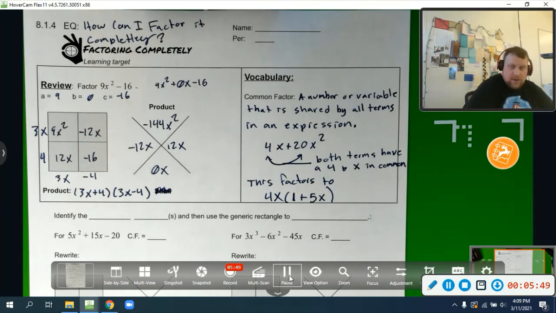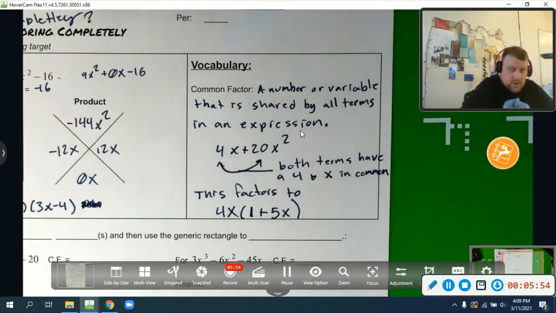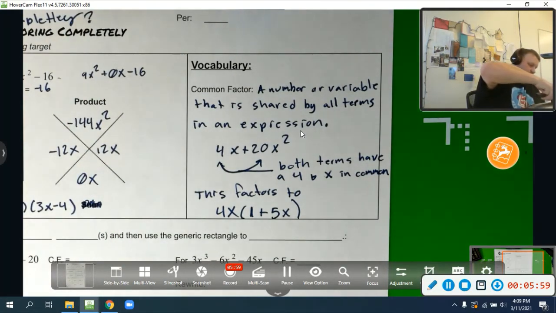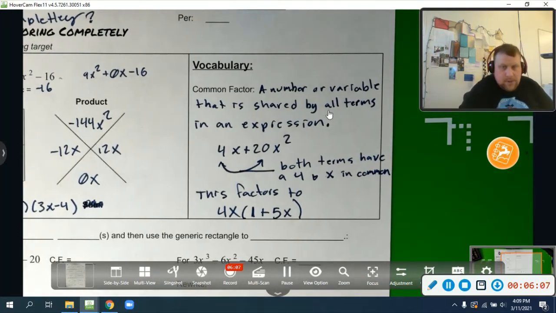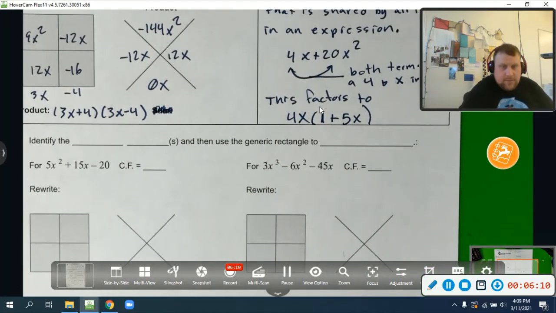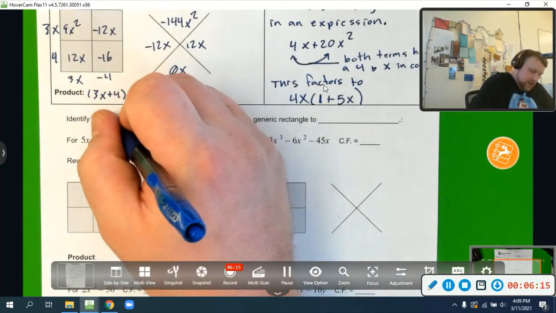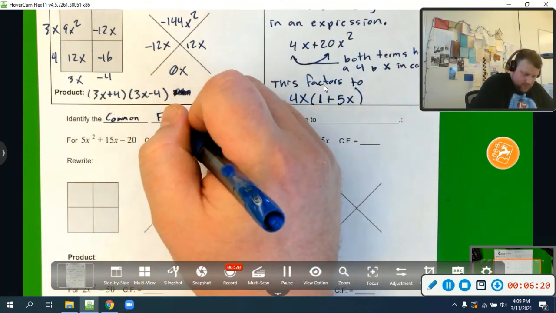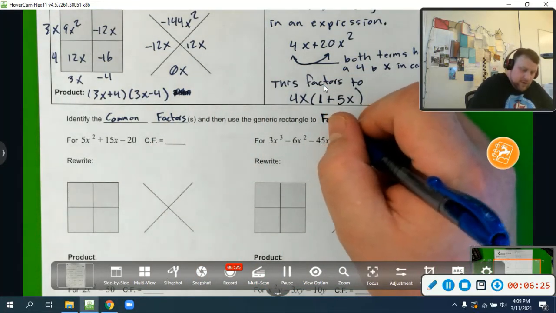Take a moment, make sure you have that totally written down. Okay, so now what do we got? Well, let's look down here. We are going to identify the common factors and then use the generic rectangle to factor completely.